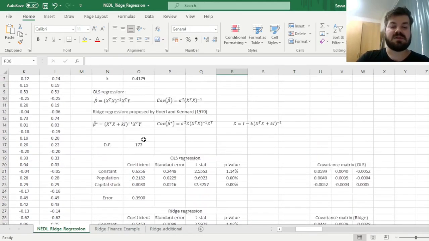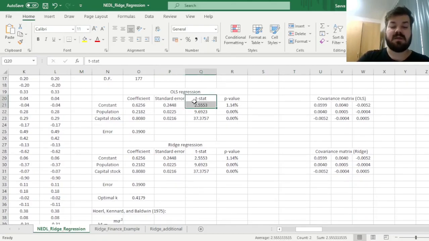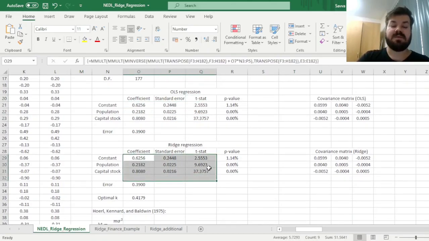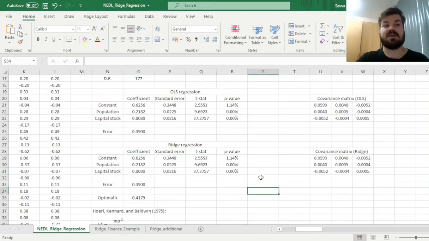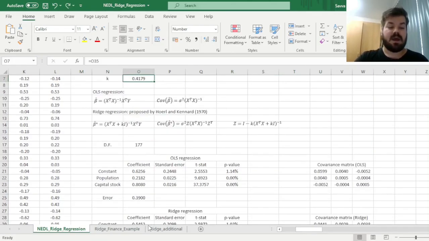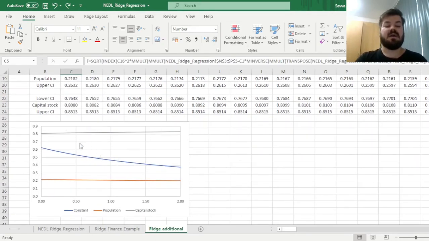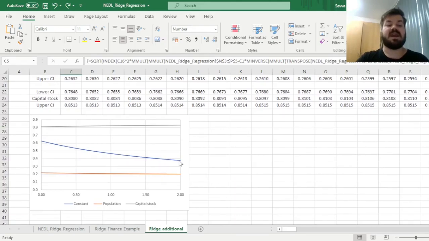Additionally, we could also see that indeed for k equals zero, our ridge regression is equivalent throughout to the OLS regression, which is, again, a good sanity check when coding or inputting a ridge regression model yourself in Excel. And alternatively, we could also look at how parameters behave subject to different values of parameters k. Here we can see that as k grows from 0 to 2, the constant is decreasing while the capital stock coefficient is steadily increasing, whereas the population coefficient is decreasing to some extent as well.